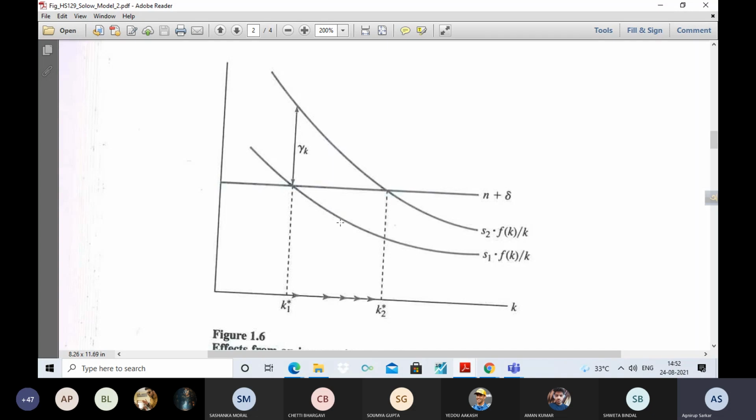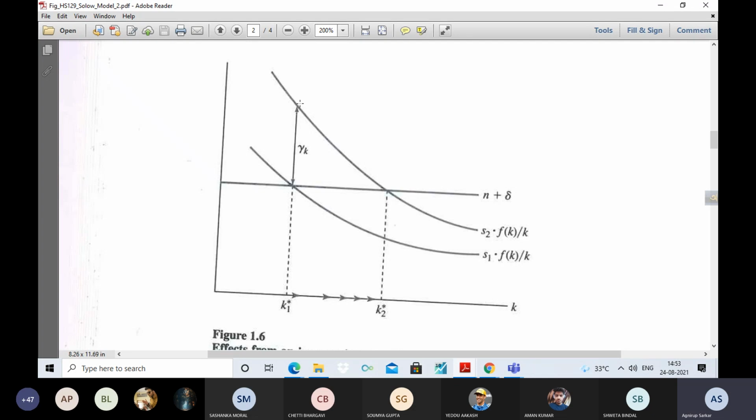So suppose this is the initial position of the sK by K schedule, and there's a temporary, short run increase in the savings rate. Then immediately you would notice a gap between this particular schedule and the n plus delta schedule at this particular level of capital per worker, right? So K dot by K, the growth rate of capital, becomes positive temporarily.